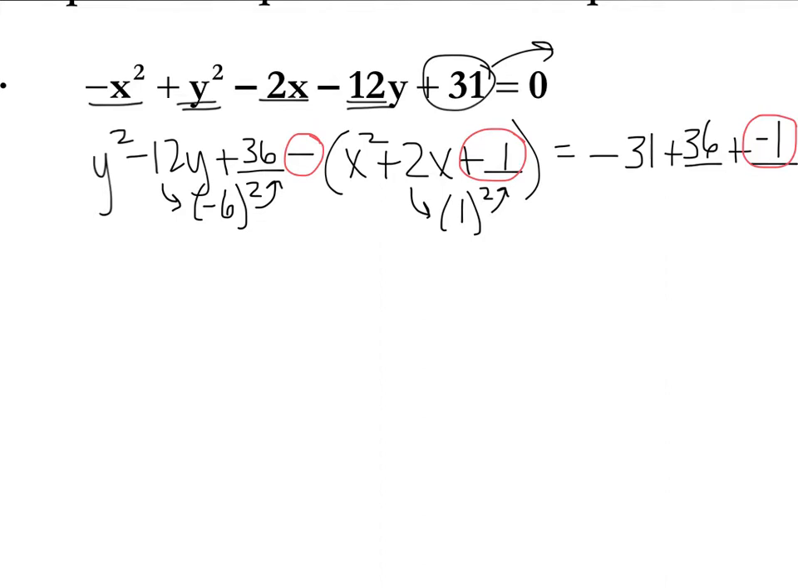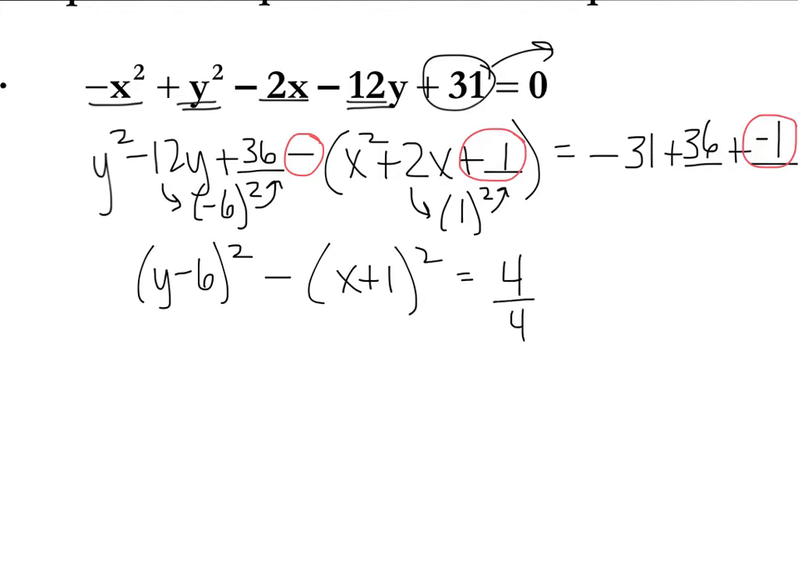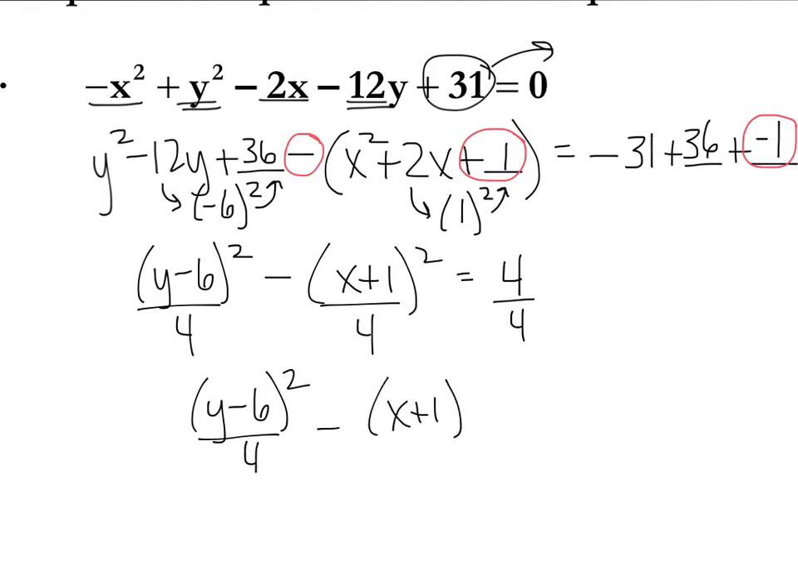Now I've got to combine like terms. You guys know the drill for this. Y minus 6 squared, x plus 1 squared. Combine like terms over here, which is just going to give me 4. So now I'm just going to divide everything by 4. Divide by 4. Divide by 4. So my final standard form equation for this hyperbola, minus x plus 1 squared over 4 equals 1.